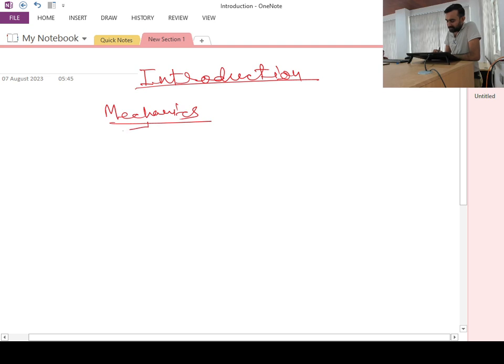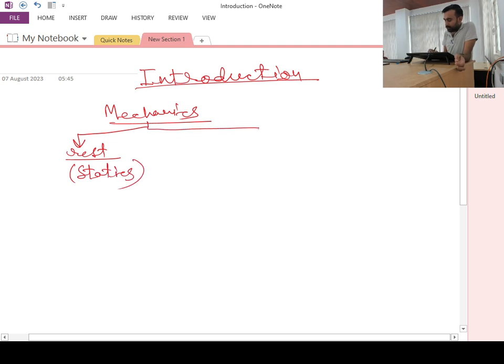Now when the object is at rest, whatever branch of mechanics we apply to objects at rest is called statics. And when the object is in motion under the effect of forces, then the branch of mechanics we call that is dynamics.